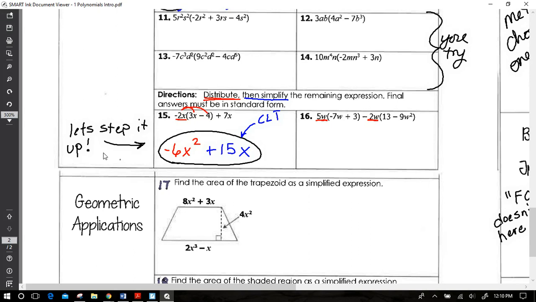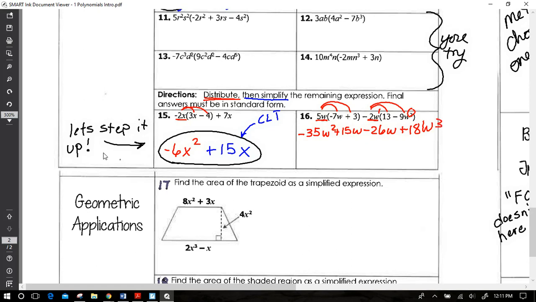Great job. Number 16 is even more complex. All right, so I'm going to need to distribute now twice into both sets of parentheses. So 5 and -7 is -35 w squared. 5 times 3 is 15, and bring down that w. -2 times 13 is going to be -26, bring the w down. -2 times -9 will be a +18, and I have w to the first and w squared, so it's going to give me w cubed.